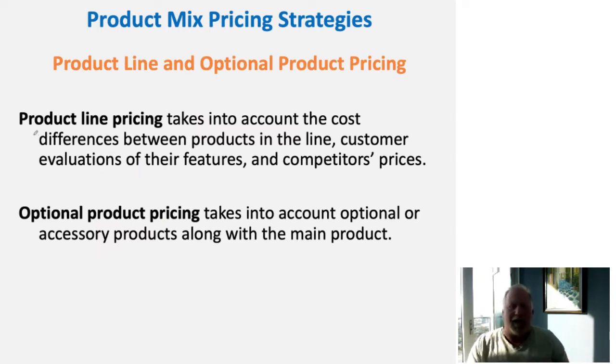This is where we take into account the cost differences between products in the line. Customers evaluate the features and the competitors' prices, and they think about where in the line. What a product line refers to is when we have more than one product off the same line of products that we introduce to the marketplace. I'll give you an example of that. If we have an automobile, let's just say it's the Audi A5. The Audi A5 is the Audi sedan. They'll also have the Q5. They'll also have the Q3, the SUV.